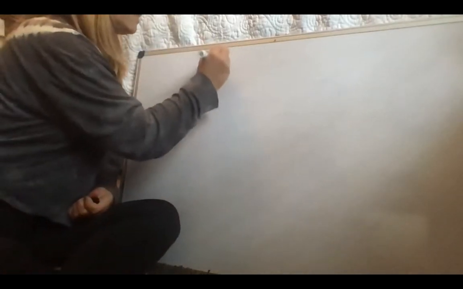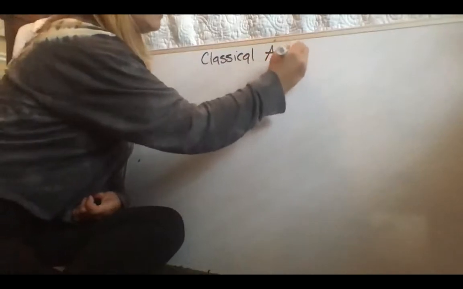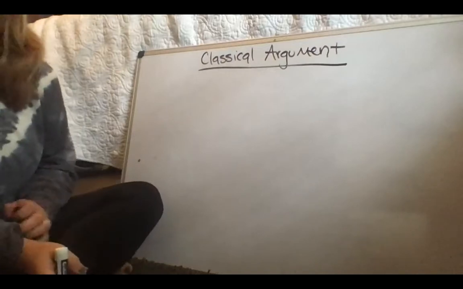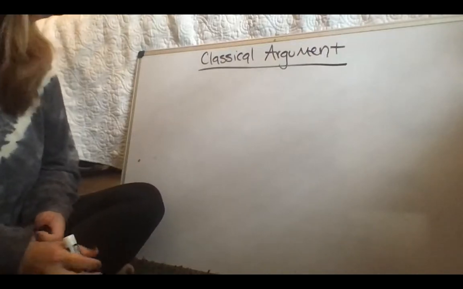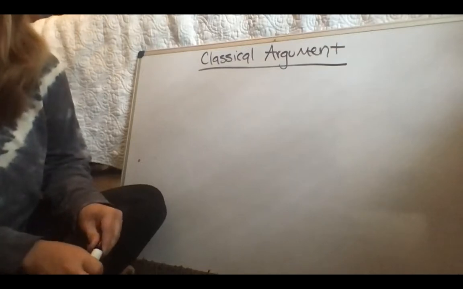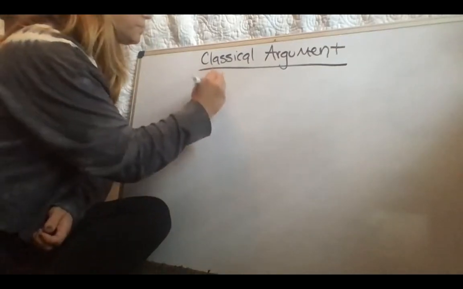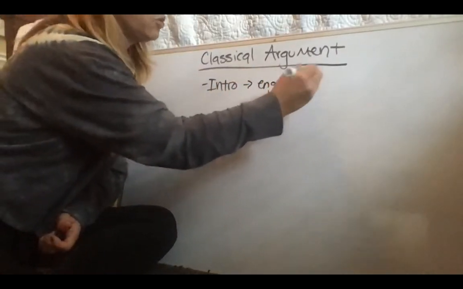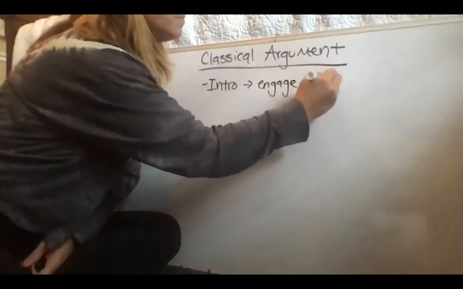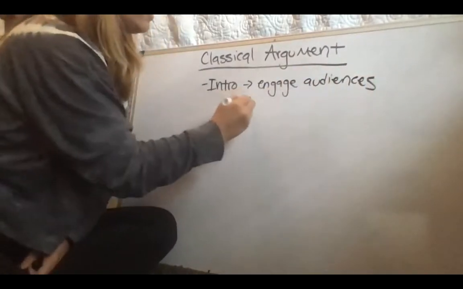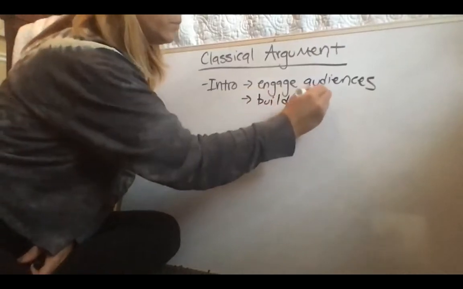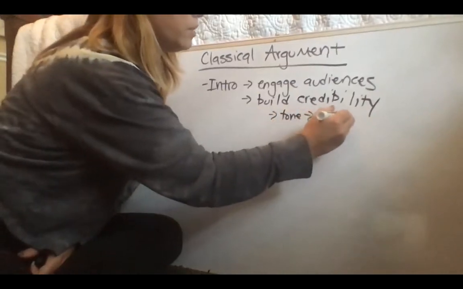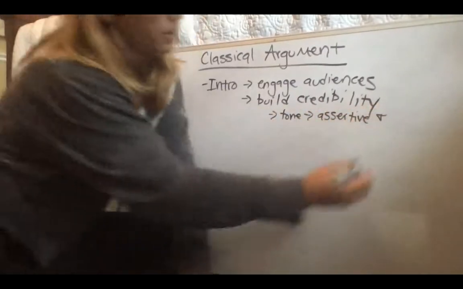So we look at the classical argument scheme in this class. This is also known as the Ciceronian argument. There are a number of different types of argumentation, and you can look those up on your own. But essentially, we use sort of the basic argument scheme. The basic scheme starts with an intro that seeks to engage audiences. I mean, this is kind of a normal writing technique. And then it also seeks to build credibility for the writer, which would be you. And you do that through having a tone that is both assertive and objective.